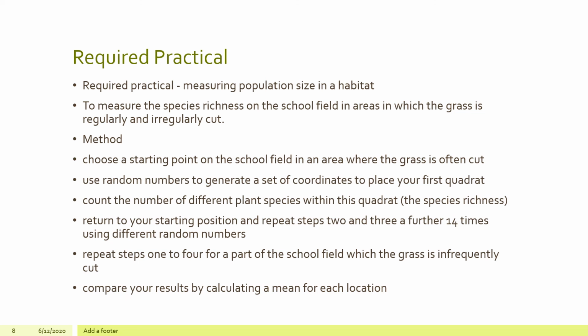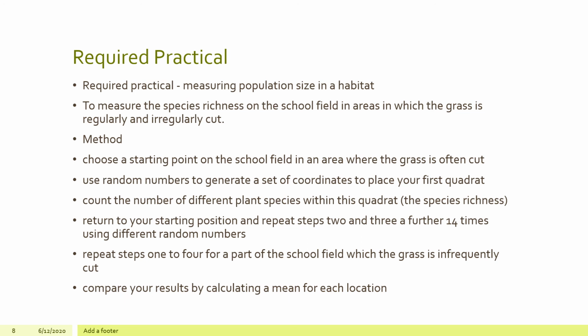Method. Choose a starting point on the school field in an area where the grass is often cut. You use random numbers to generate a series of coordinates to place your first quadrat. So this is using random sampling. Then you count the number of different plant species within this quadrat, so how much of each species there is.